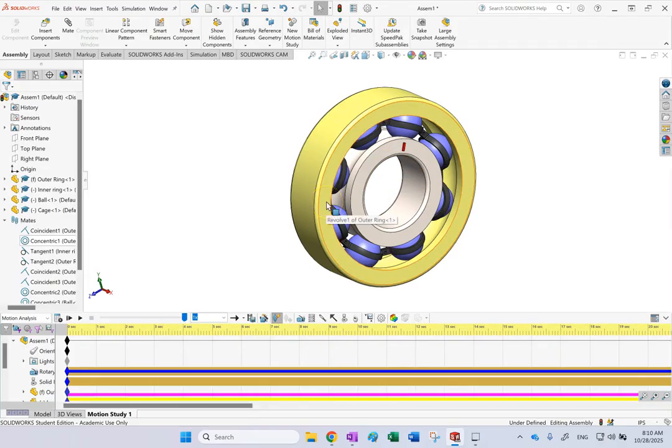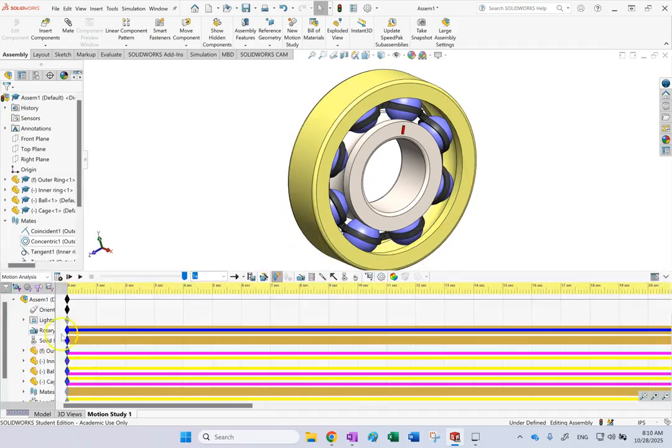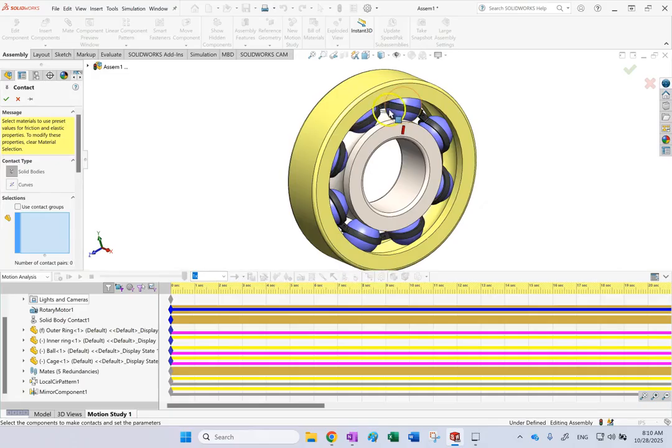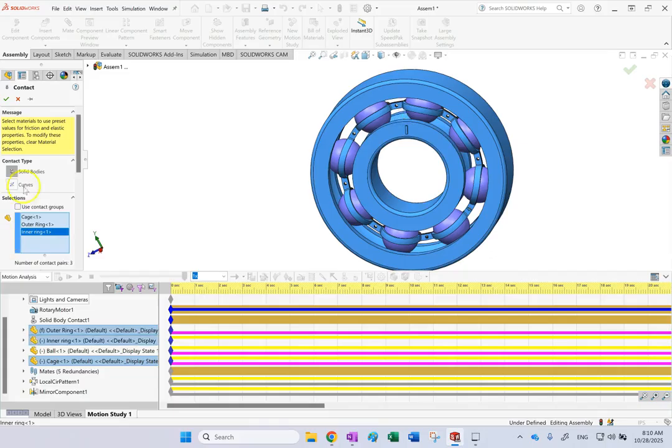Now, is that enough for the motion simulation? No. You need to specify that there is a contact between the ball and the two raceways. If you don't do that, you are not going to get a proper motion analysis. So here what you need to do, let me show you, is the contact. You click on the contact, and then you pick the ball, and then the inner race, and then the outer race, meaning that these objects have contact with each other. And these are solid bodies.